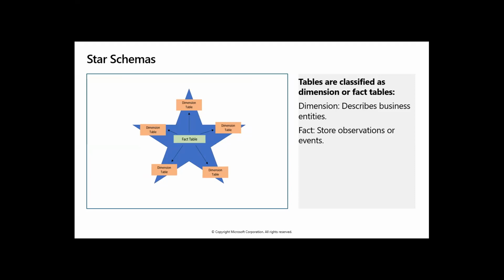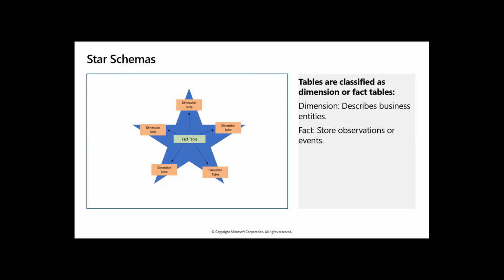And may I tell you, your dimension table always describes business entities. Your dimension of your star schema describes entities of your business. Am I communicating? Yes, sir. Okay. While your facts store observations or events, or I will add another word, metrics, that is the values.